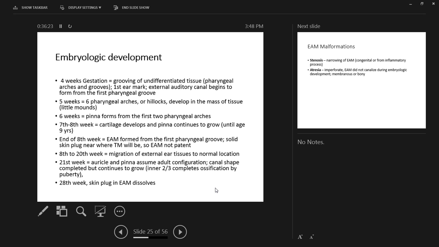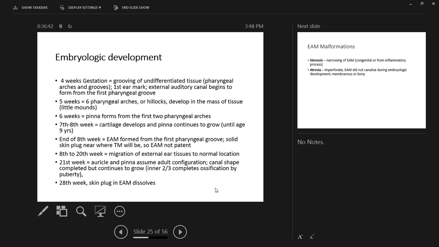At the end of the 8th week of gestation, the ear canal, or external auditory meatus, forms from the first pharyngeal groove. You actually have a solid skin plug near where the eardrum will be, so the ear canal is not open. The word patent means open.